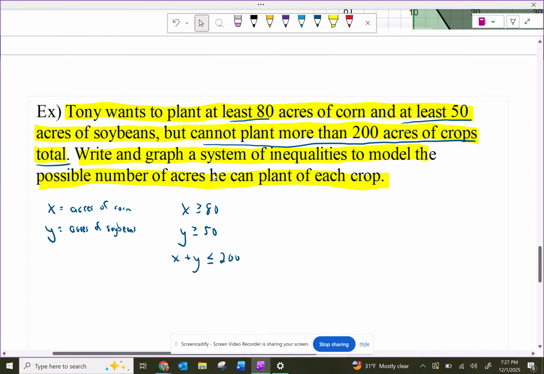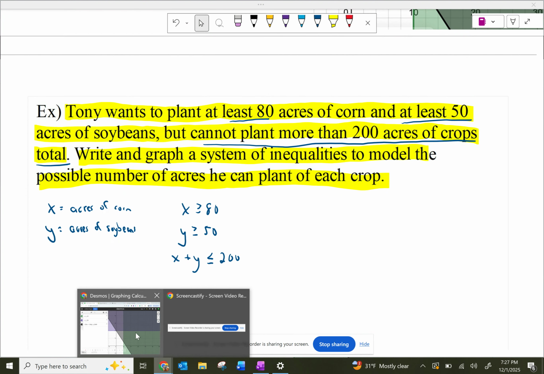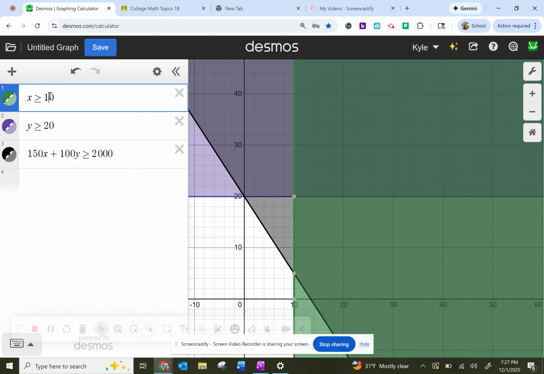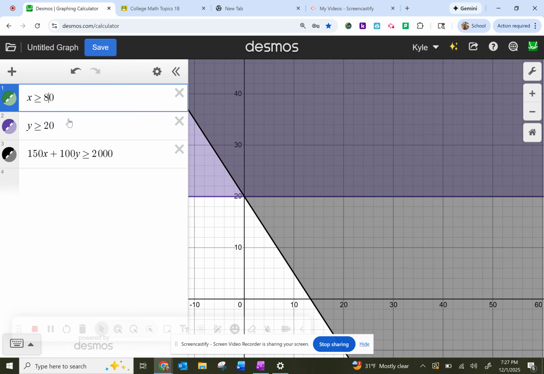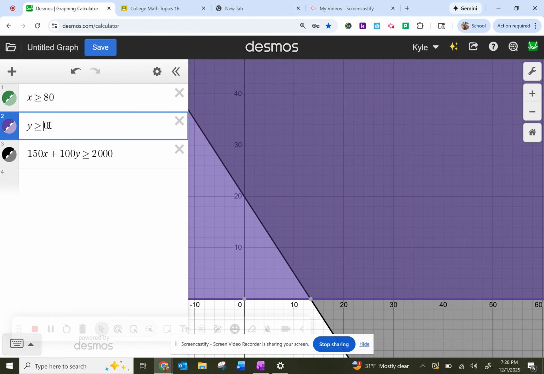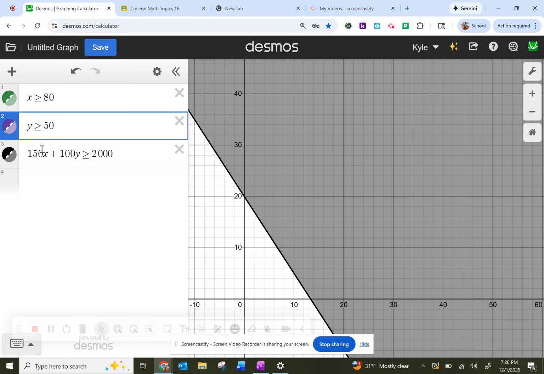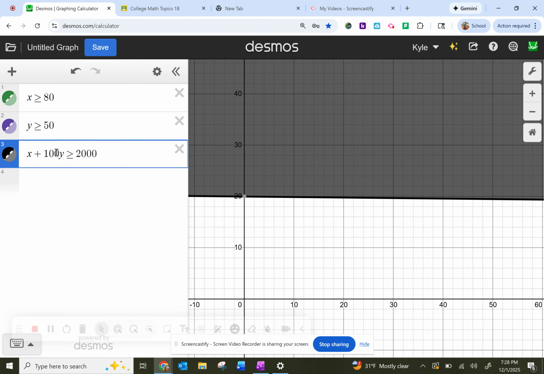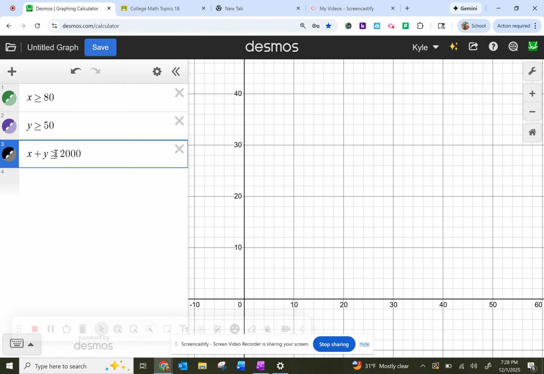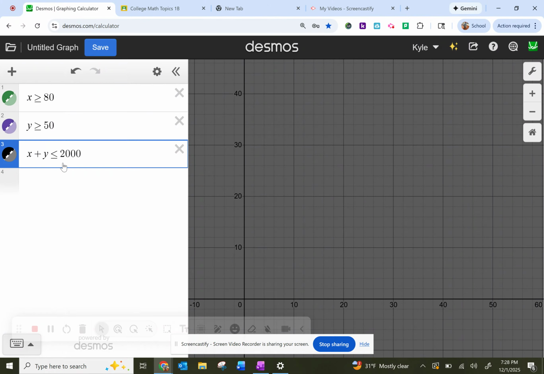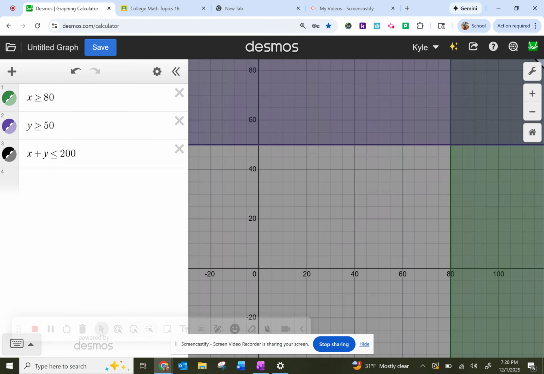So we're going to graph this and then find a solution to that inequality. In this case, we have to have at least 80 acres of corn, at least 50 acres of soybean, and the total acreage has to be no more than, so less than or equal to, I believe it was 200. So we've got to zoom out of this thing.